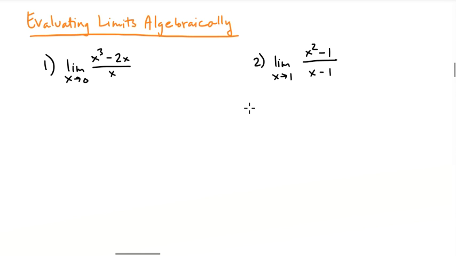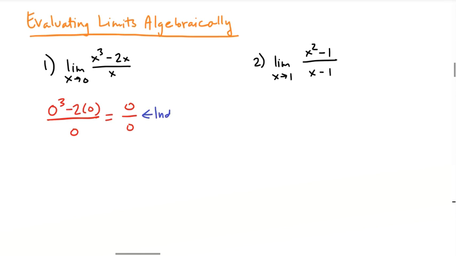So our first example is the limit as x goes to 0 of (x cubed minus 2x) all over x. The first thing I'm going to do is try a direct substitution. I'm going to plug in my 0, since x goes to 0. So I'm going to have 0 cubed minus 2 times 0, all over 0. This is going to give me 0 over 0, which is called an indeterminate form.